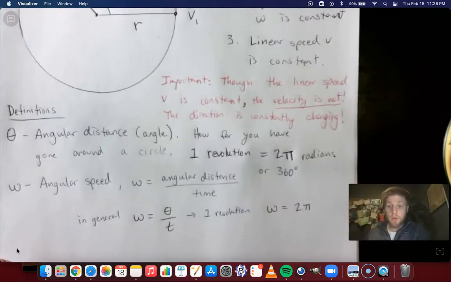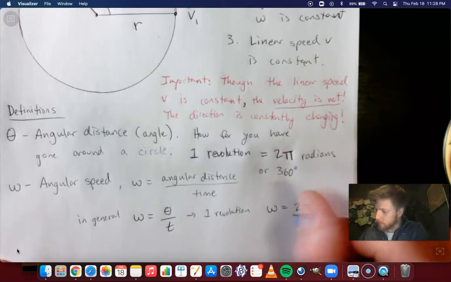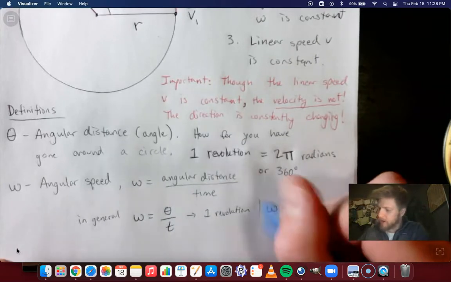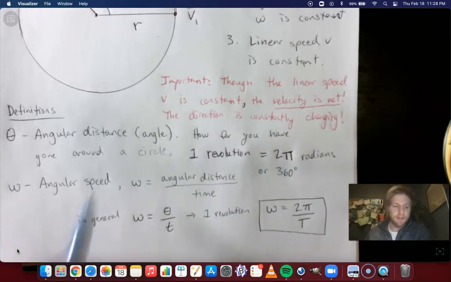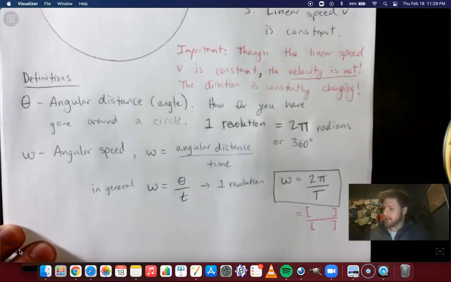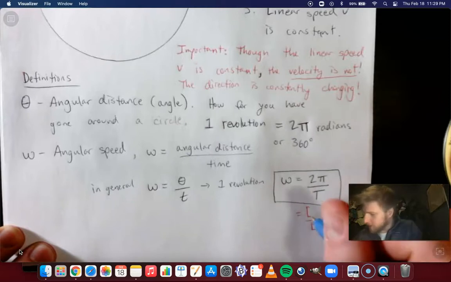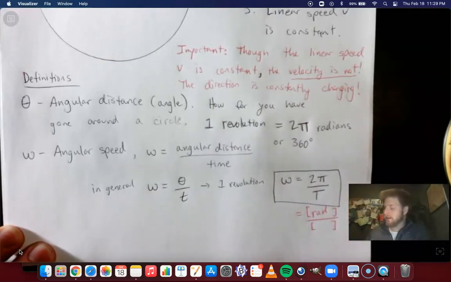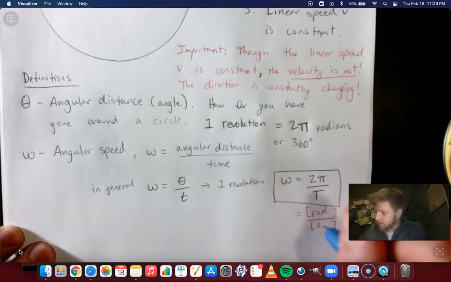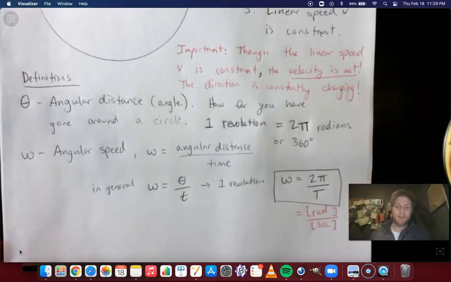over T. Normally when we talk about something completing a cycle, we use capital T for period. So this is how we're going to define, for our purposes, omega, or the angular speed. Very quickly, let's get the units. We said that 2 pi is a measure of radians. We'll often abbreviate that to rads per second. So radians per second is how we measure the angular speed of something.